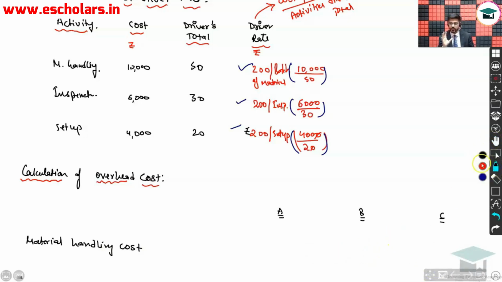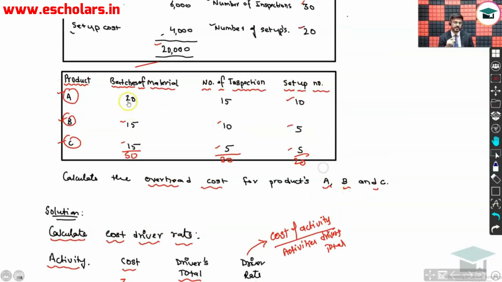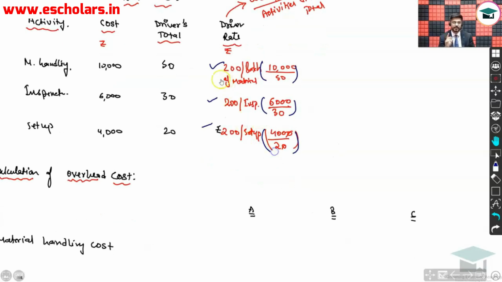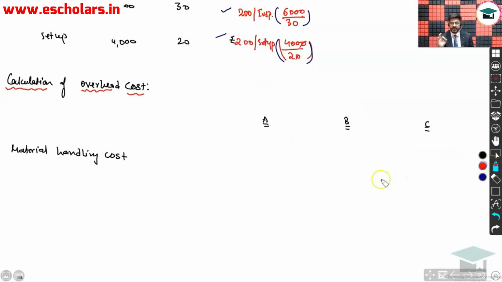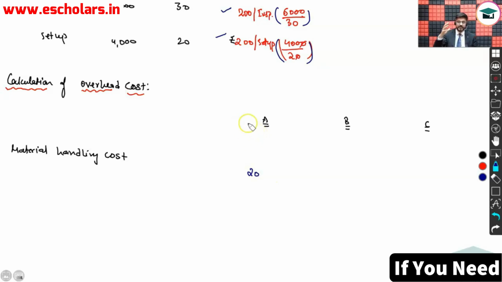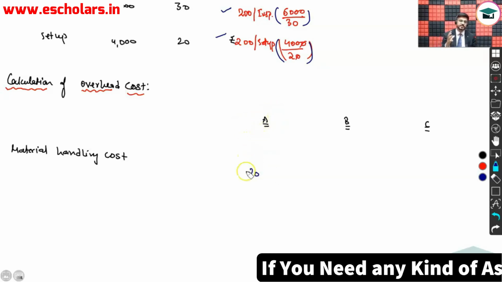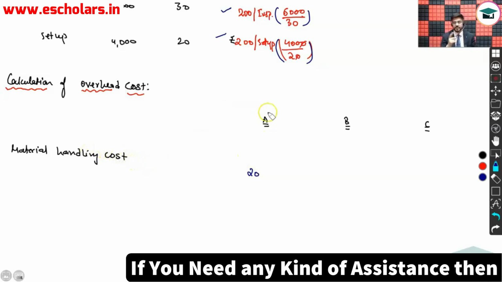Now how am I going to approach this? Pay attention. What is my material handling cost total? Sir, 10,000. And what is my material handling cost per batch of material? 200. Now see, for product A, how many batches of material are we using? Sir, 20. For product B, 15. For product C, 15. So if my material handling cost is rupees 200 per batch of material, and I am using 20 batches of material for product A, what will be the material handling cost that will be absorbed over product A?